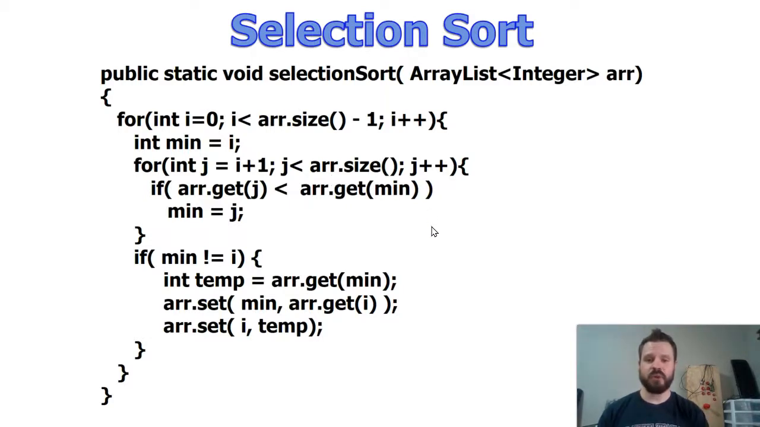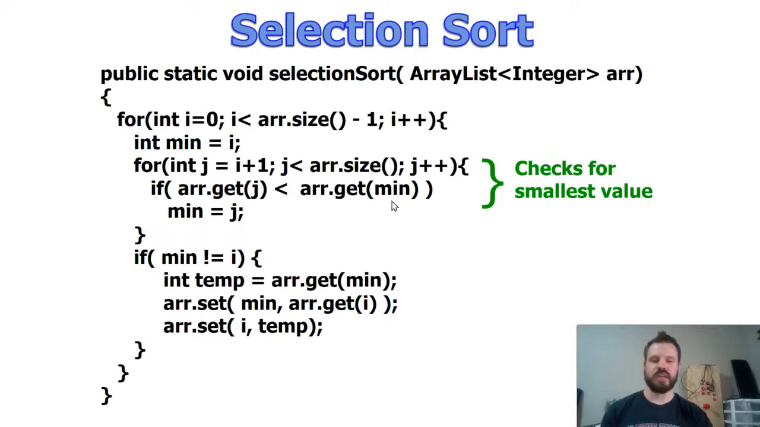And each time we go through, we're going to basically check and see if the next value is the smallest value. So if the array at j is less than the array at the minimum, so in other words, if the next element is less than the minimum, we'll reset the minimum's index to that j we're looking at. So this inner loop goes through the entire array and figures out which one's the smallest.